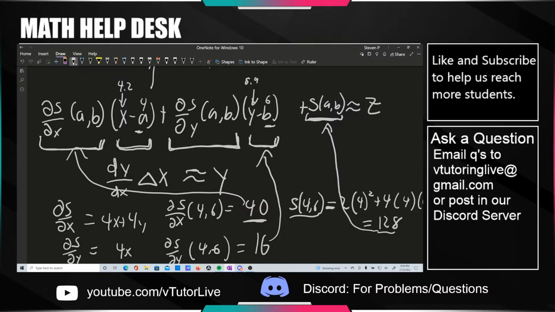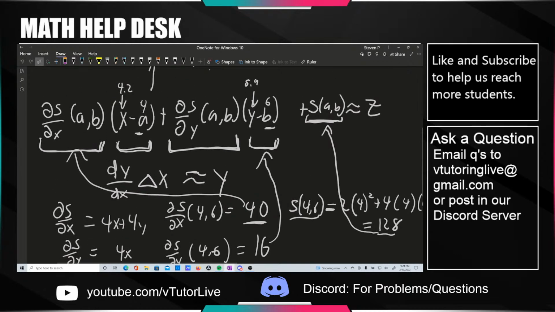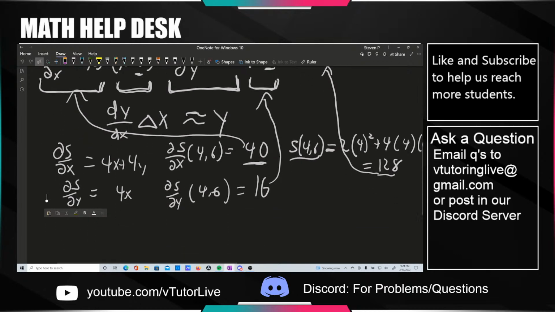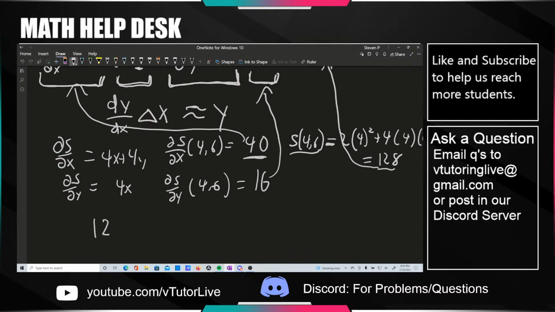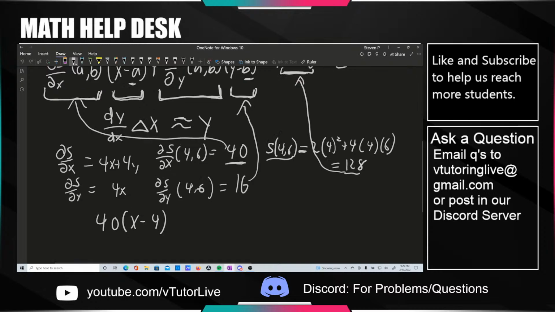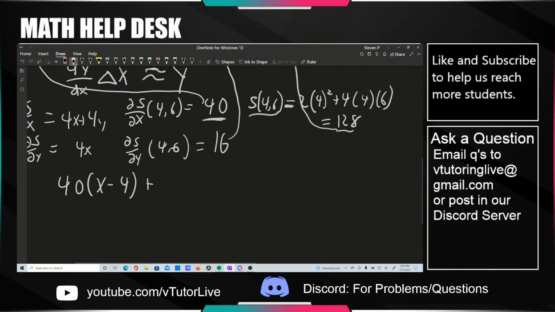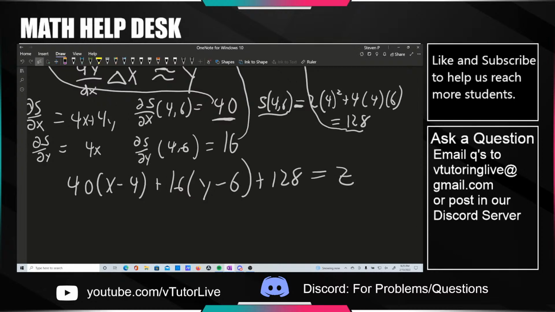Maybe I should have broken this down into 2 separate steps. Maybe I should have first broken this down into writing out the equation with the explicit values. So this is going to look like 40 of x minus 4 plus 16 of y minus 6 plus 128 is equal to z. And then, so this is your genuine equation of the tangent plane. And then you plug in the values you want to approximate, 4.2 for x and 5.9 for y. And that comes up with an estimate for z.